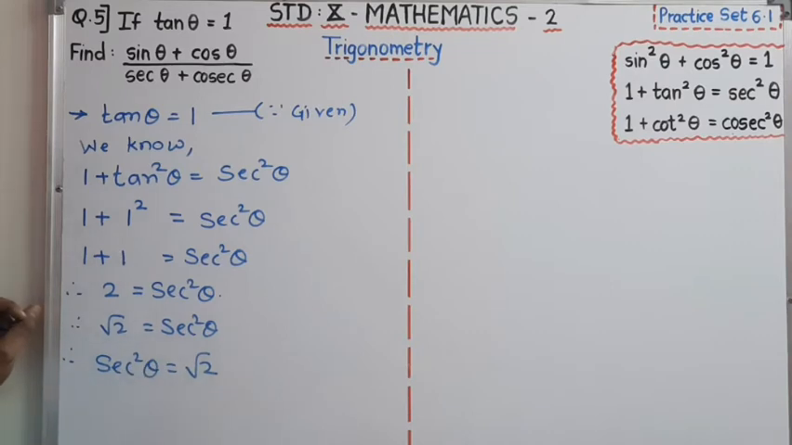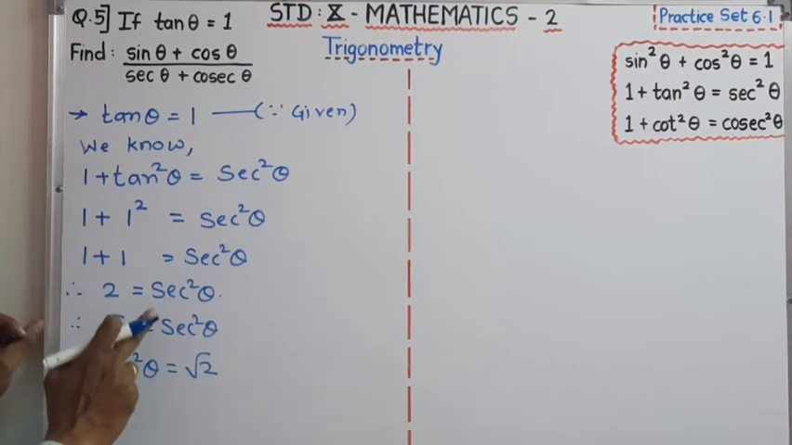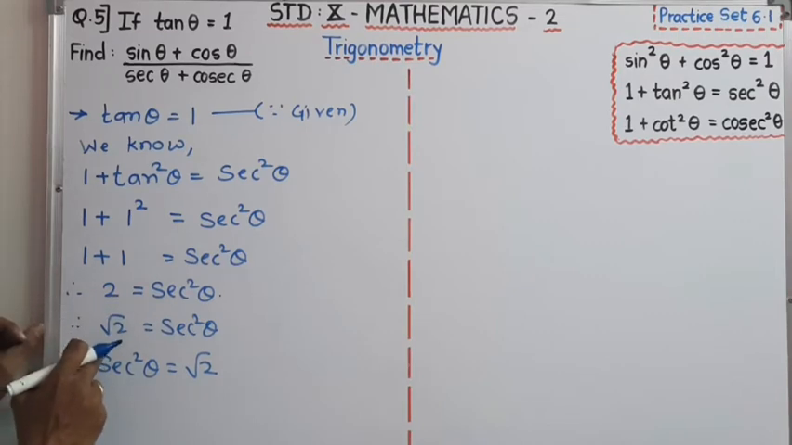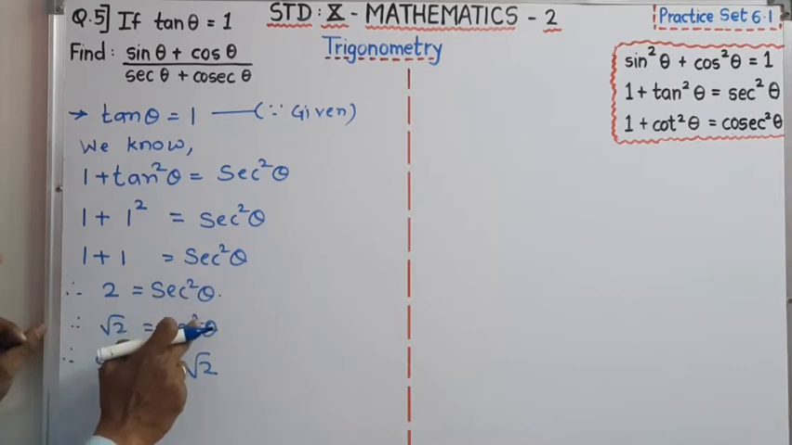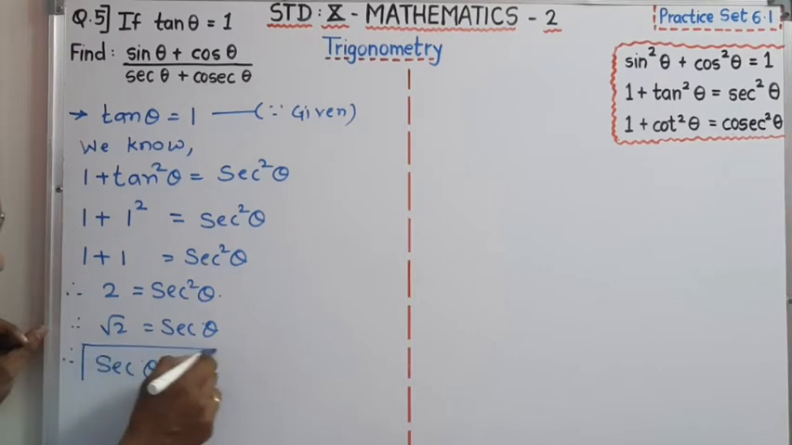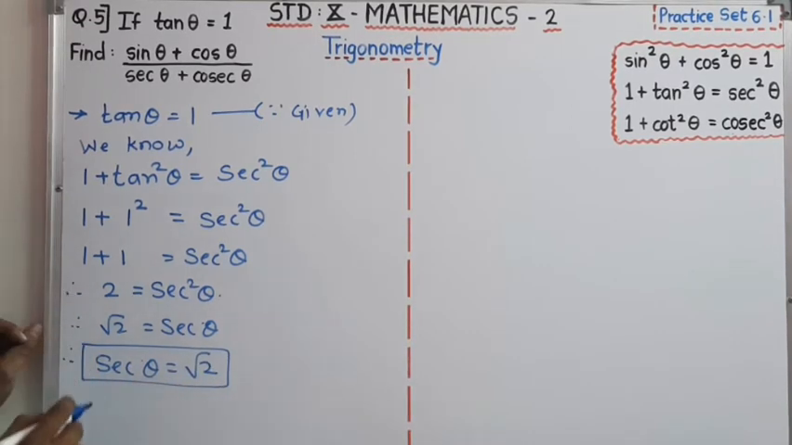Is it right? No dear students. See, sec square theta is 2. We are taking the square root. Therefore square root of 2 is root 2. Here we have to write only sec theta. Got it? Therefore we got here the value of sec theta is equal to root 2.